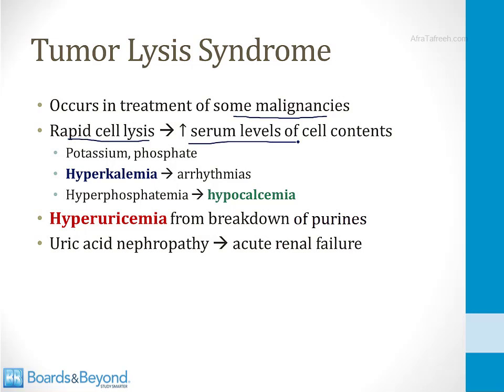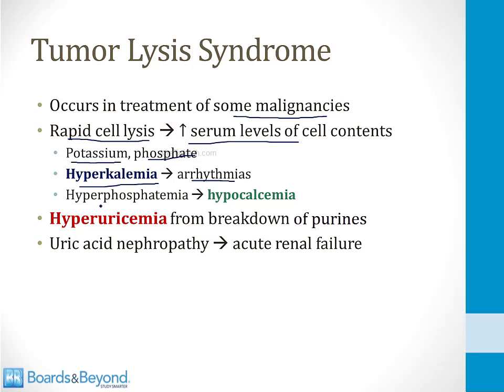So for example, if a patient has leukemia and a white blood cell count of 100,000 and you give them chemotherapy, all those white blood cells start to die and they spill their cell contents. Some of those contents include potassium and phosphate. So the potassium can lead to hyperkalemia and arrhythmias and death. This is a major problem in the tumor lysis syndrome.